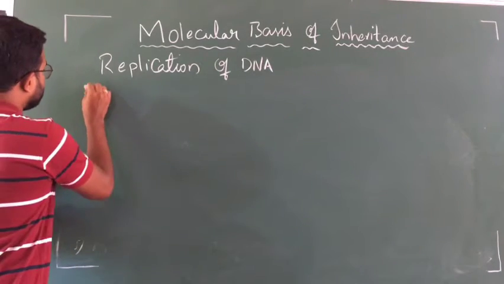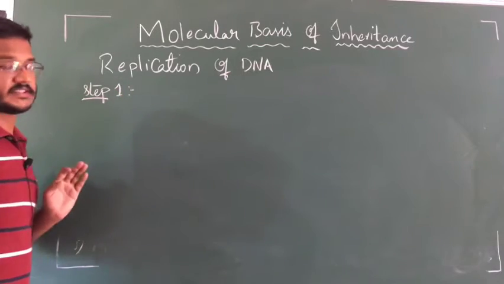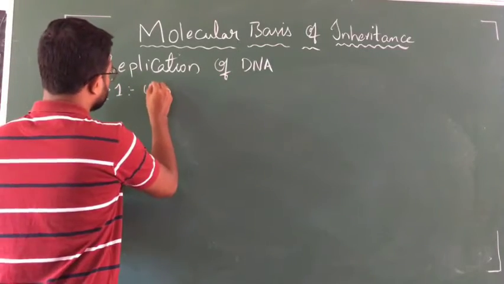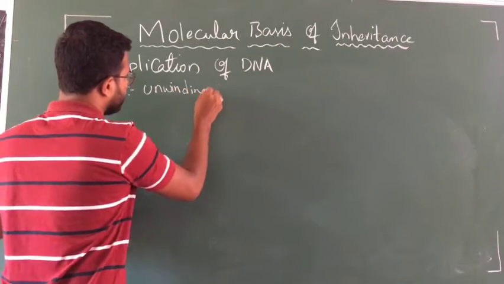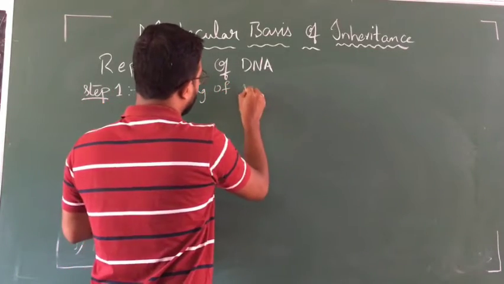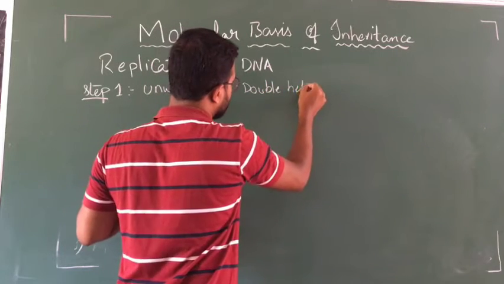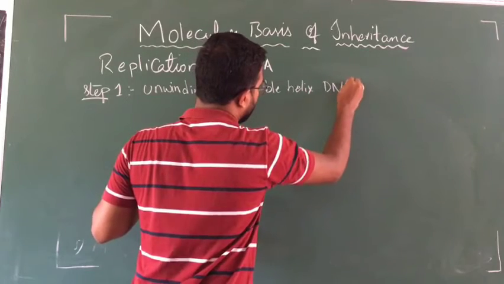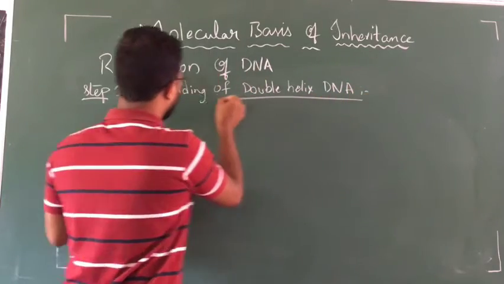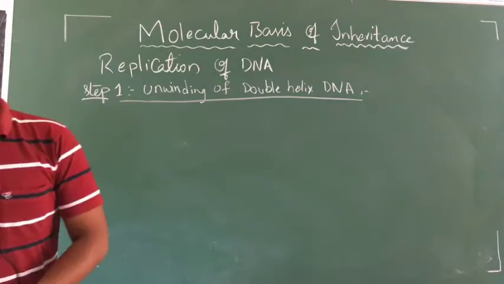Now, broadly it is divided into 3 steps. The first step is unwinding of double helix DNA. Unwinding of double helix DNA. So, what is this process?